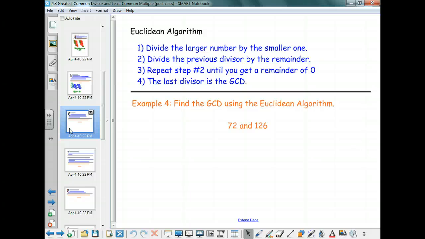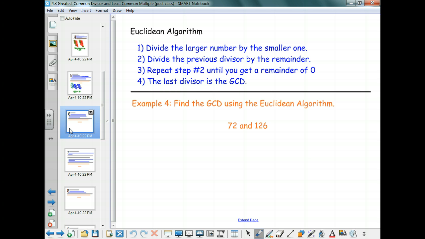What you do is you divide the larger number by the smaller one. You take the previous divisor and you divide that by the remainder, and you repeat until you get a remainder of 0. So you may not know what all those terms mean. There's a lot of vocabulary there, but let's take a stab at doing it, and you'll see how it works. The first one you should be able to decipher.